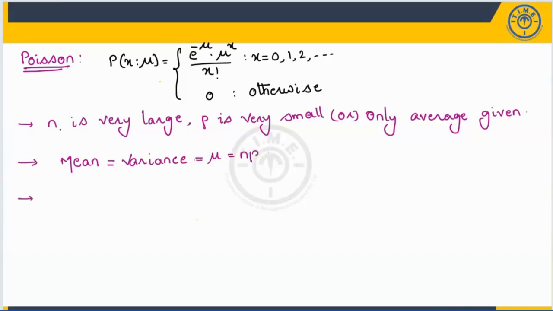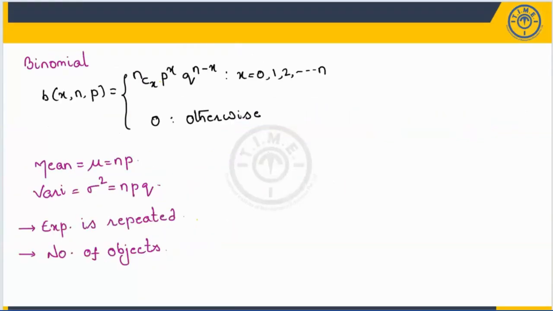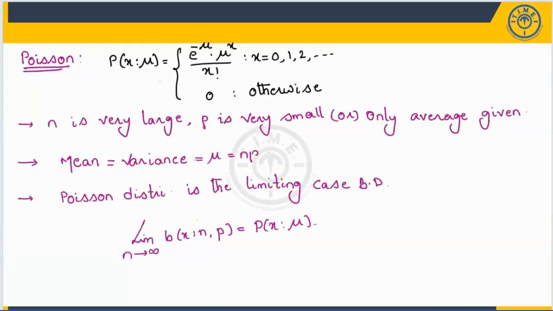Now, you will be getting this Poisson from binomial. So we'll say that this Poisson distribution is the limiting case of the binomial distribution. That means as limit n tends to infinity, b of x, n, p gives us the Poisson distribution. Okay, and to use the binomial distribution, we require two parameters, n and p. And to use the Poisson distribution, you require only one parameter, that is mu.